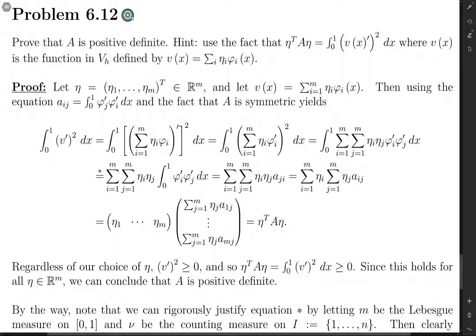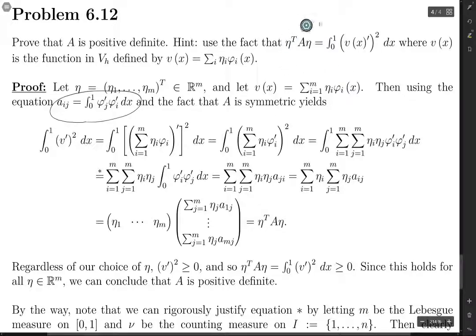So, we want to prove that A is positive definite. And remember, what is A? This is how we define A. A is defined to be this matrix, where the ij entry is given by this integral, where the phi i's and phi j's are the basis of hat functions that we're using. Okay, so anyways, we want to prove that A is positive definite, and we want to use this fact here.